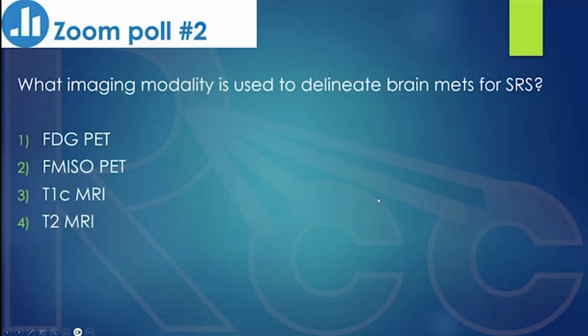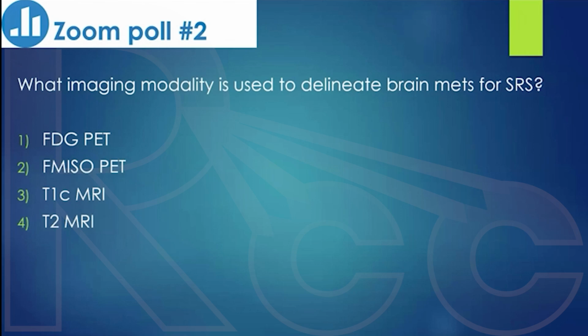Okay, and so here is a Zoom poll number 2 for you all. That Zoom poll has been launched by Dr. Lin, so go ahead and please vote. And the question is, what imaging modality is used to delineate brain metastasis for stereotactic radiosurgery?